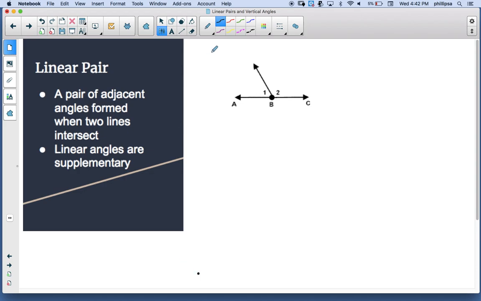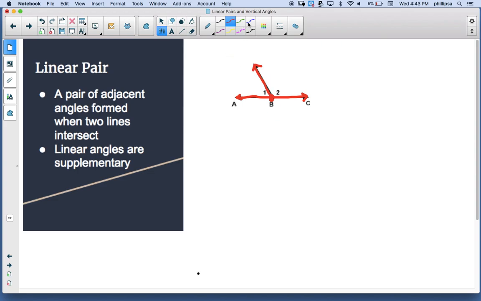So the first thing that's important to realize about a linear pair is that they are a pair of adjacent angles. This definition that I have up here says that it's formed when two lines are intersecting. However, it doesn't necessarily have to be two intersecting lines. In this situation, I have one line AC that's being intersected by a ray, which I can't officially name because I don't have another point on it.